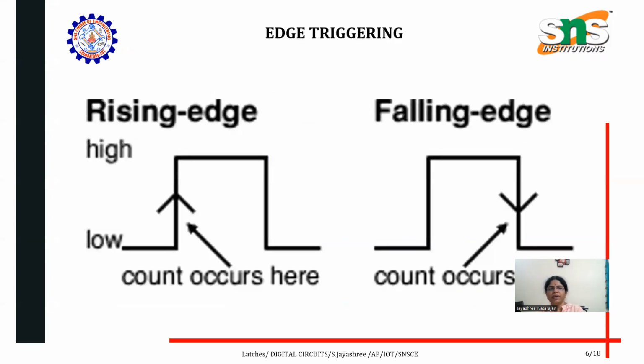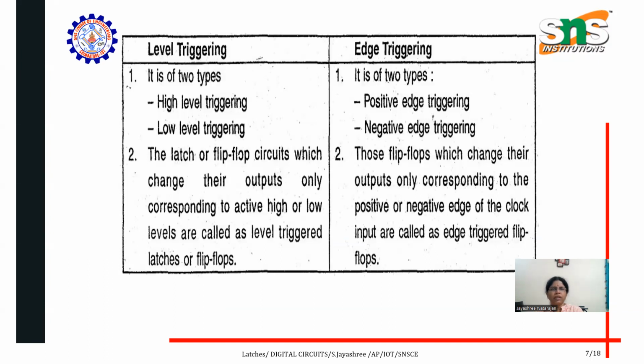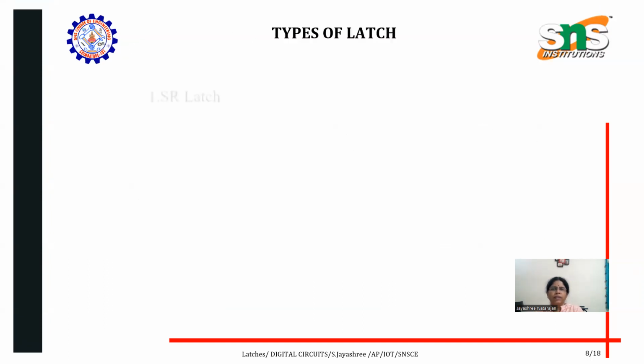So see here in this diagram, this is the rising edge. The high level is 5 voltage, the low is 0. High, usually in binary, we take as 1, low we take as 0. This is the rising edge, this is the falling edge, otherwise positive edge triggering, otherwise negative edge triggering. Right, so these are the differences from level triggering.